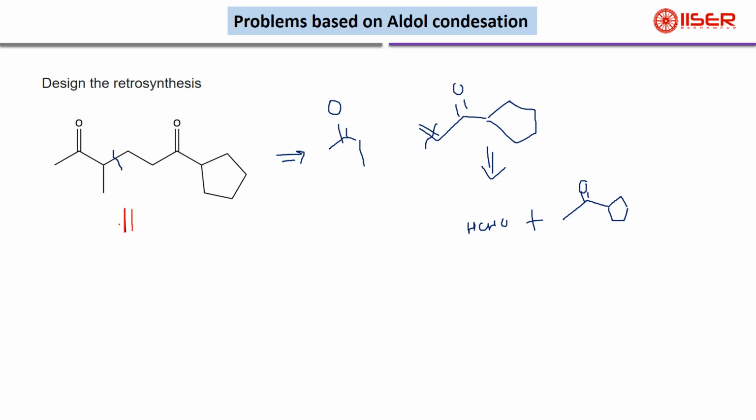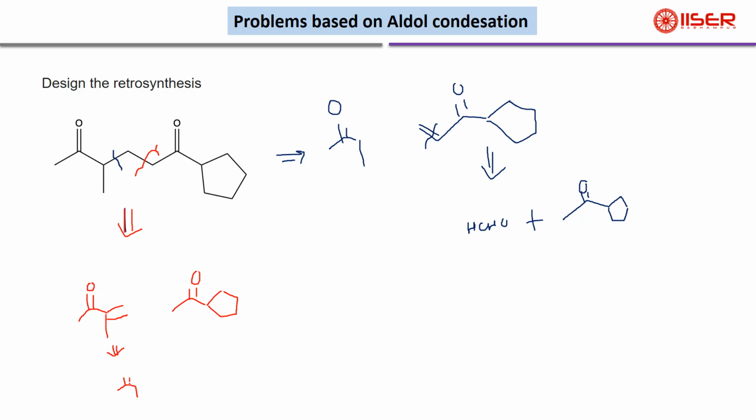If you break from this side, sorry, this one, this carbon, then the alpha beta unsaturated ketone will be along this, and very simple. Next, if you want to prepare this one, this can be prepared.